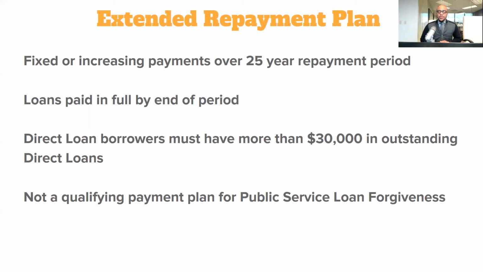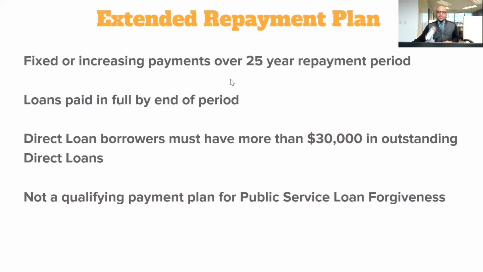But unlike the two previous plans we discussed, not all borrowers are eligible for extended repayment. If you're a direct loan borrower, you have to have at least $30,000 in outstanding direct loans in order to be eligible to repay them under extended repayment program. But the last similarity between the plans we've discussed thus far is that this also is not a qualifying payment plan for public service loan forgiveness.